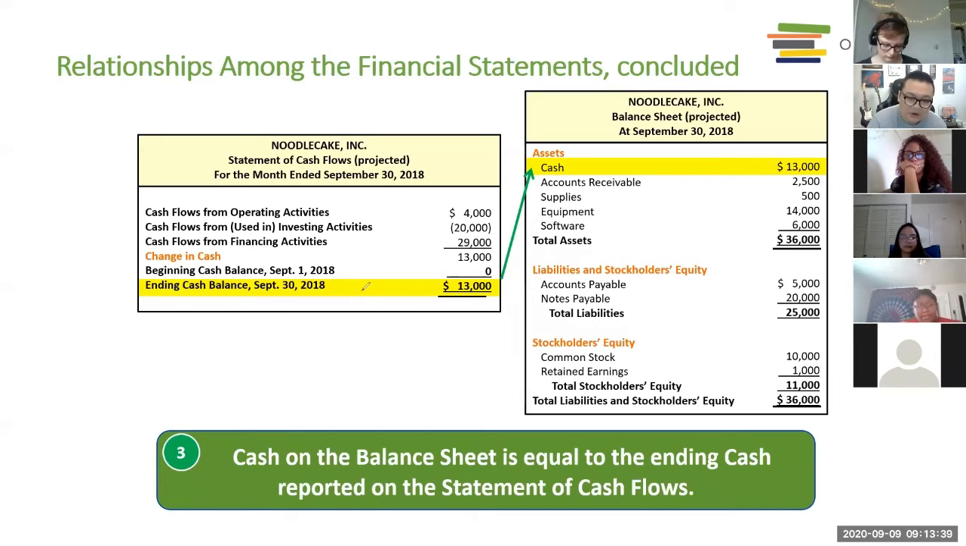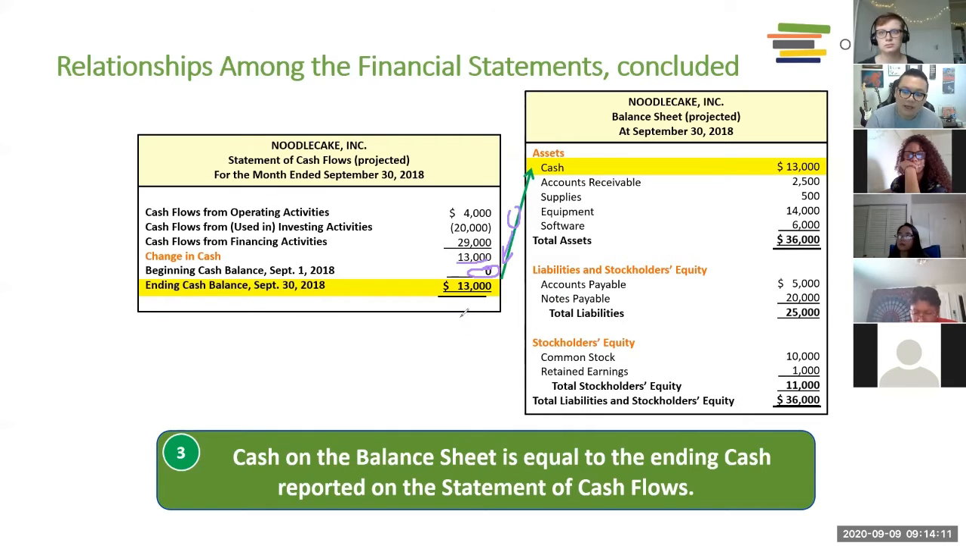Okay. So once again, very good question. You're asking about how we're going to get this cash. In this case, you see that the beginning cash balance is equal to 0. So that's why you will see the change in cash, the ending cash balance, will be equal to your beginning cash balance plus your change in cash.